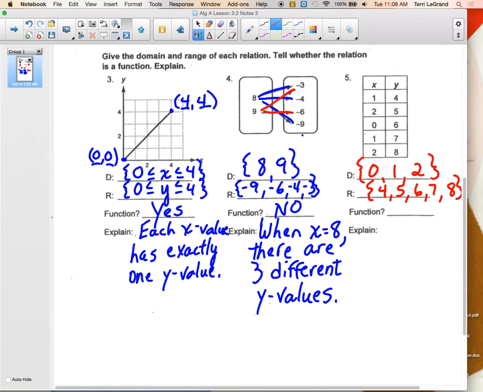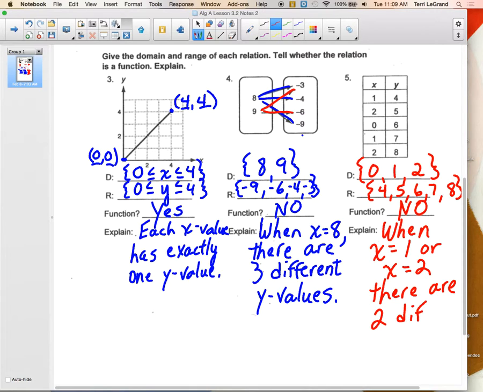Okay, why not? Okay, Cody, why is it a no? Because when x equals 2 and x equals 1, each has two different y values. Okay, so when x equals 1, or you could also use when x equals 2, there are two different y values. So you could use either of those to be your justification. They both make it break down.